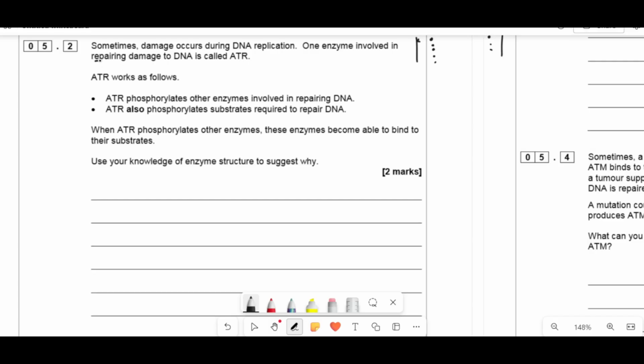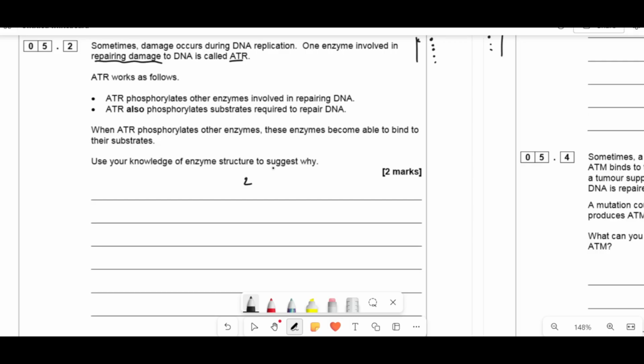So sometimes damage occurs during DNA replication. One enzyme involved in repairing damage to DNA is ATR. ATR works as follows: it phosphorylates other enzymes involved in repairing DNA. It also phosphorylates substrates required to repair DNA. So when ATR phosphorylates other enzymes, they become more able to bind to these substrates. Use your knowledge of enzymes to suggest why. A lot of people, unsurprisingly, were saying competitive and non-competitive inhibitor, and I can just tell you're doing model answers here.